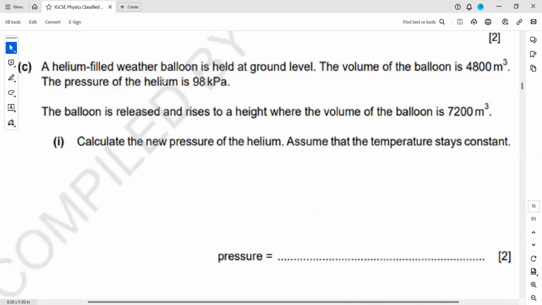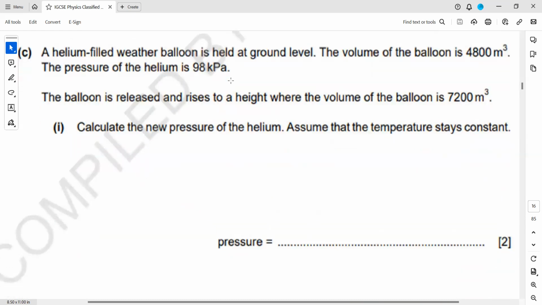The next part: a helium-filled weather balloon is held at ground level where the volume is 4,800 meter cube. So that is the initial volume. And the pressure is 98 kilopascal. So that is the first pressure. The balloon is released and it rises to a height where the volume of the balloon is 7,200. Calculate the new pressure, assuming that the temperature remains constant.